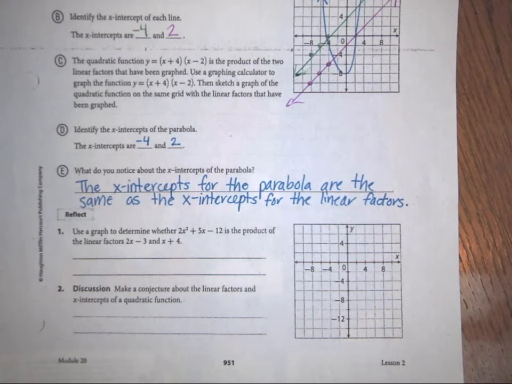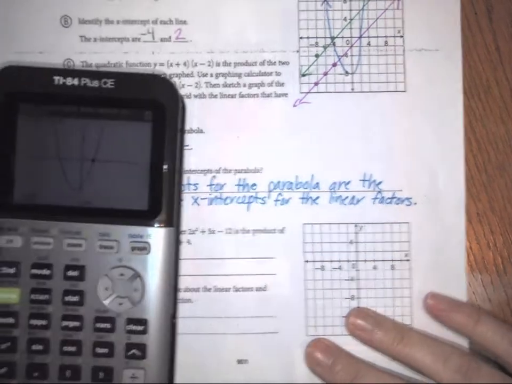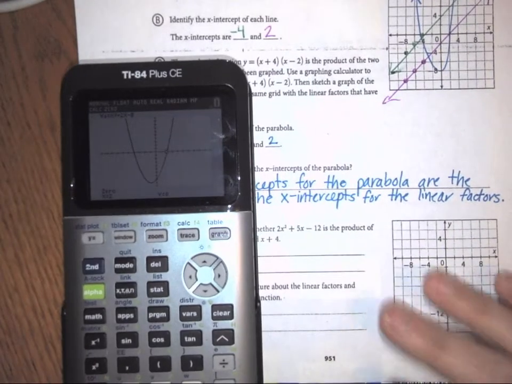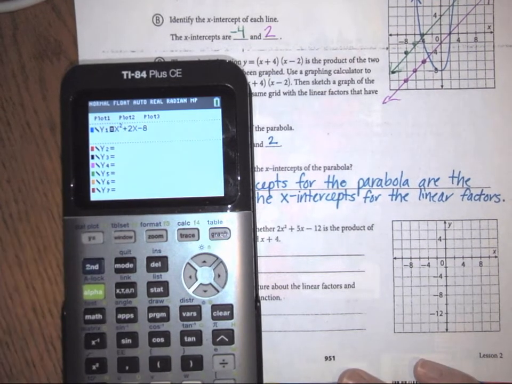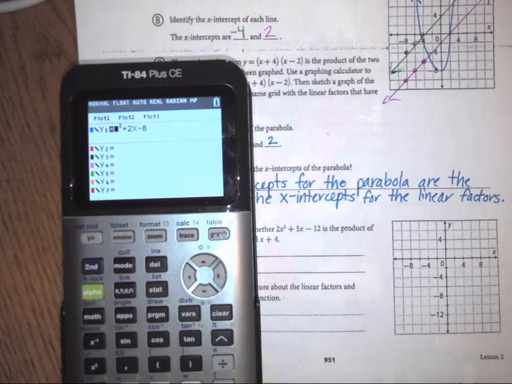So we're going to work on the reflect question now. It asks us to use a graph to determine whether 2x squared plus 5x minus 12 is the product of the linear factors 2x minus 3 and x plus 4. So we're going to graph all three of these and see what happens. I'm going to go to my graphing calculator. As you can see, I've got some other information in here. When I go to my y equals, there's another function. My window might be different than what I originally planned.